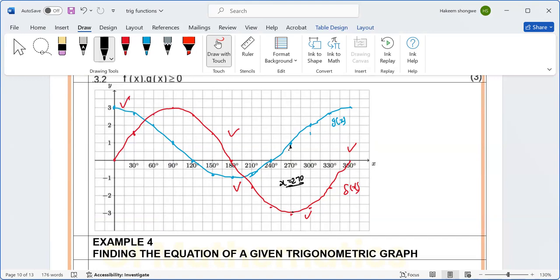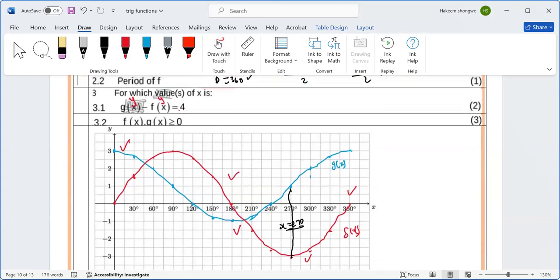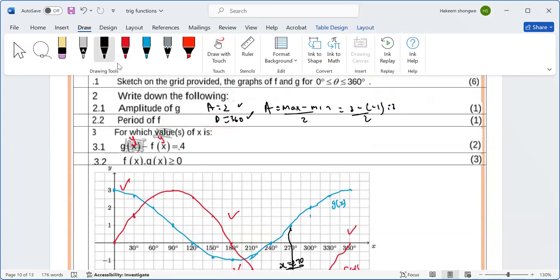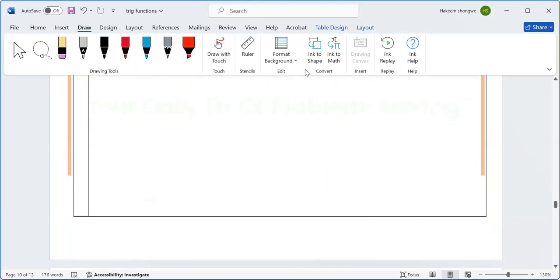Here, with the line, if you check the vertical line here, this one gives you 4. If you say y of this one minus y of this one, what is the x value that is making that possible? The x value that is making that possible is 270. So right here you have 270.